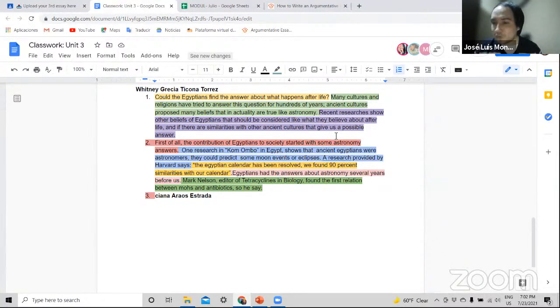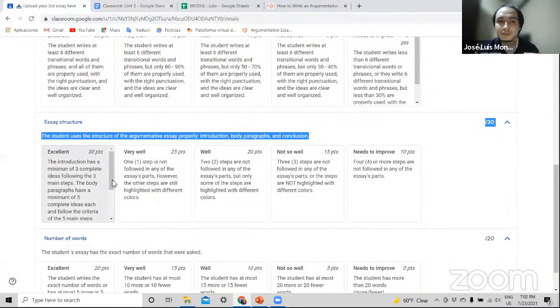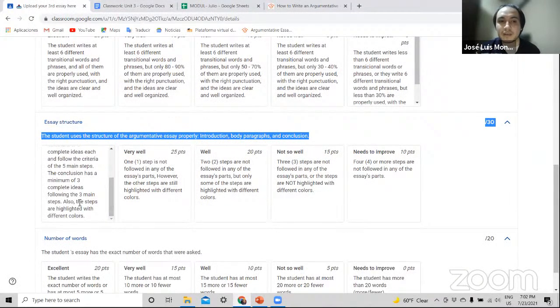And finally, what we're going to do now in this time that we have, the conclusion. And the conclusion, as you read over here, has only 3 main steps, as for the introduction, right? 3 main steps.